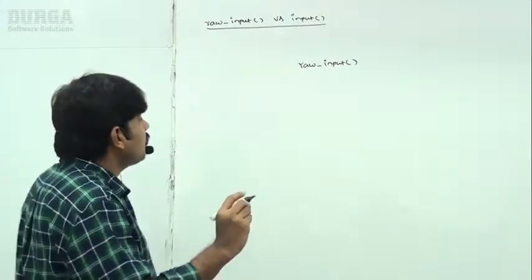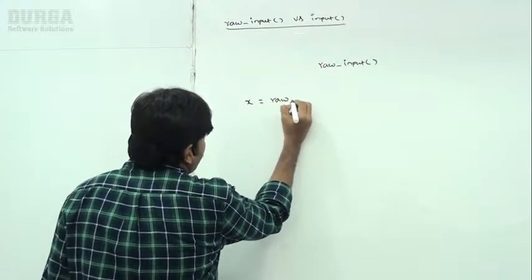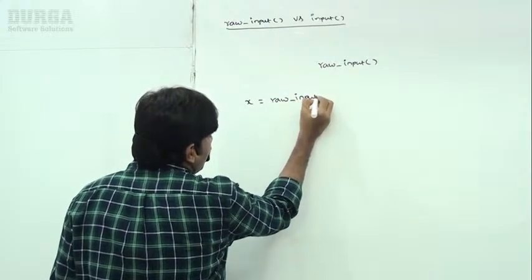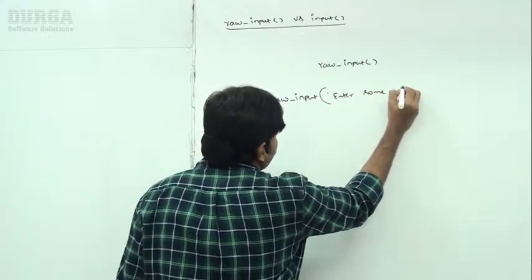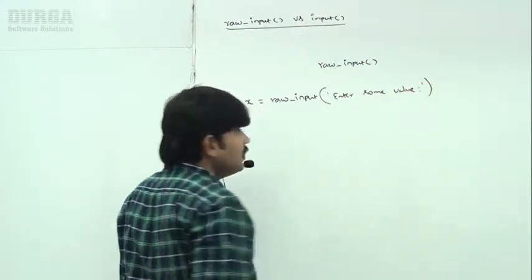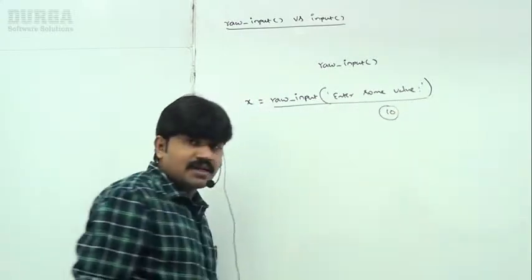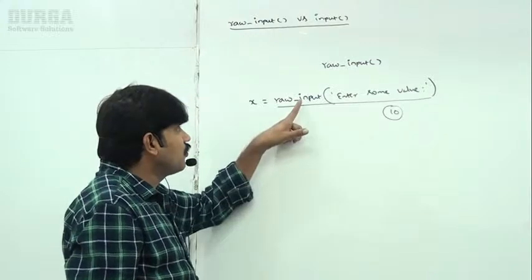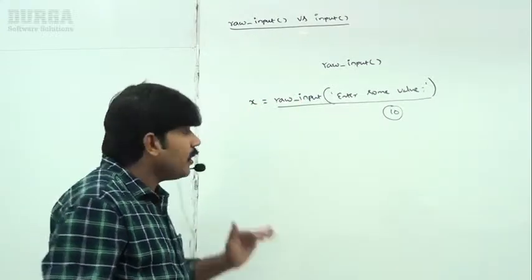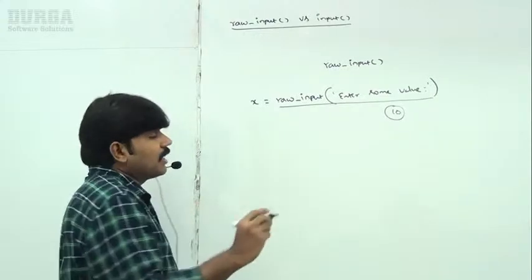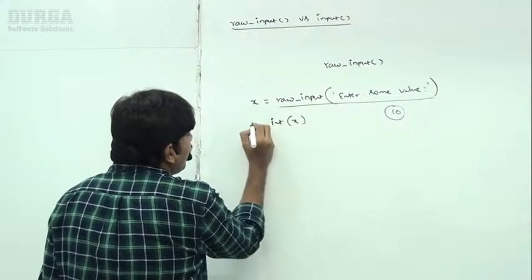Best example: suppose my requirement is x is equal to raw input of 'enter some value'. Like this I'm taking. Now even if you enter 10, even if you enter a number 10, it is still always going to be considered a str type only. Now we have to perform typecasting, so we have to perform int of x.